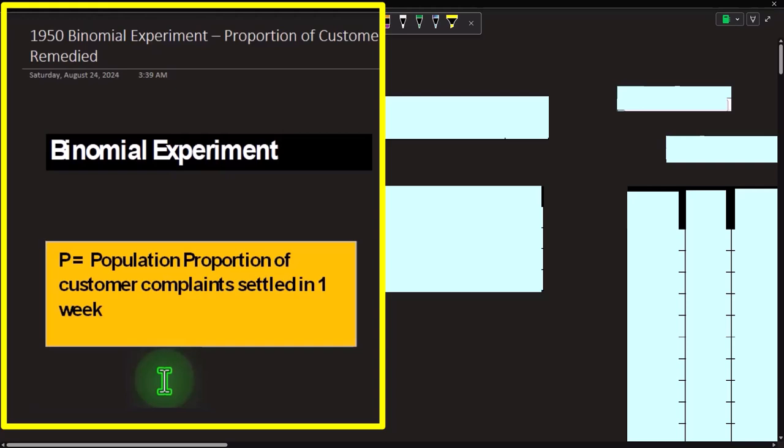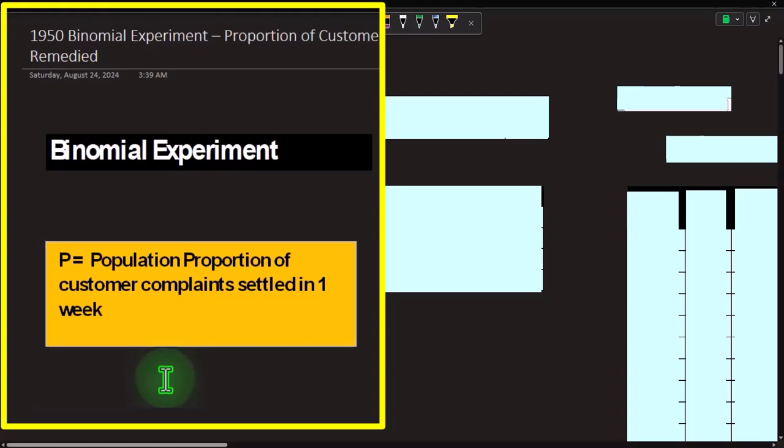This time we're going to calculate the proportion of customer complaints settled in one week. This is common in a business scenario where you might have a survey that says, how satisfied are you, 1 to 5, 1 to 10, multiple results. But if you say, are you satisfied or were you not satisfied, then that's a binomial type of survey. Or in a political situation, if there are only two candidates, it's a binomial situation. Or if you ask, are you going to vote for this particular candidate or not, a yes or no answer, two possible results.